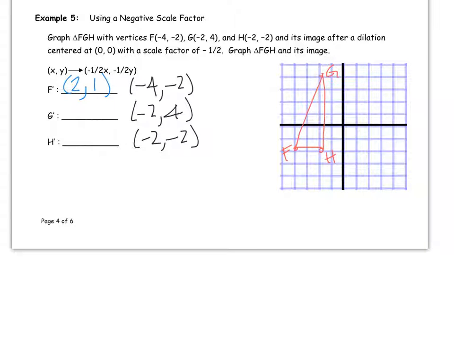G prime, negative 2 times the negative 1/2, which is the scale factor, leaves me with 1. And then the negative 1/2 scale factor times 4 leaves me with a negative 2. And then the very last point, negative 1/2 times negative 2, 1. Same thing again, so that's a 1. So those are my brand new points, so we'll go ahead and graph those. And that is what the new one would look like. So remember, it's also rotated basically 180 degrees counterclockwise.